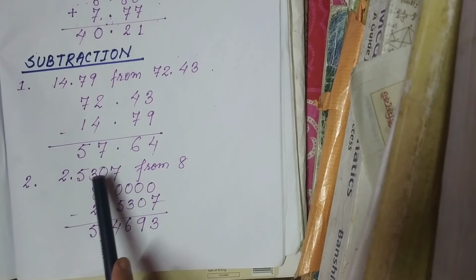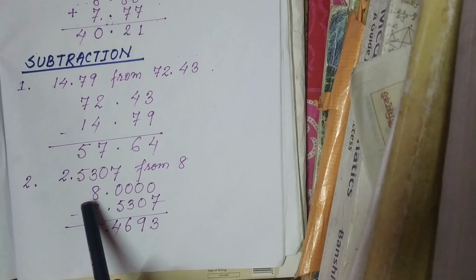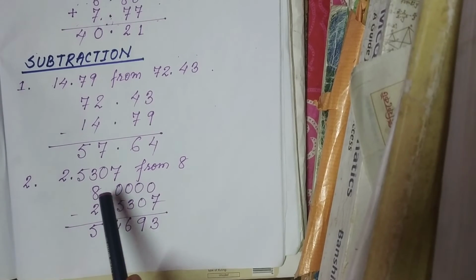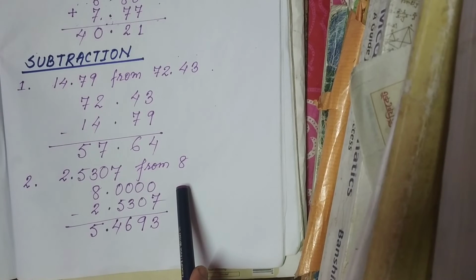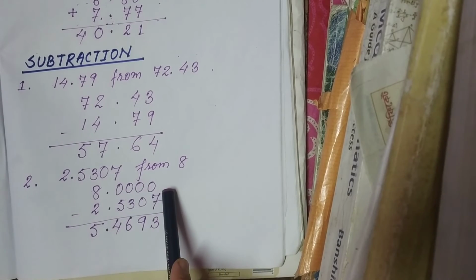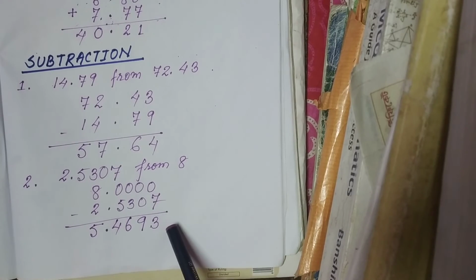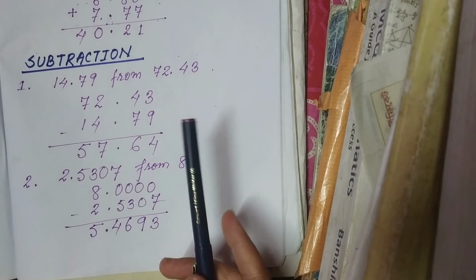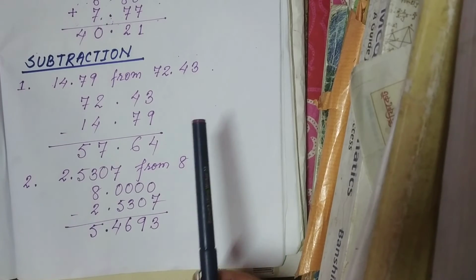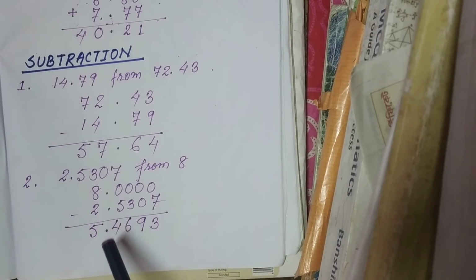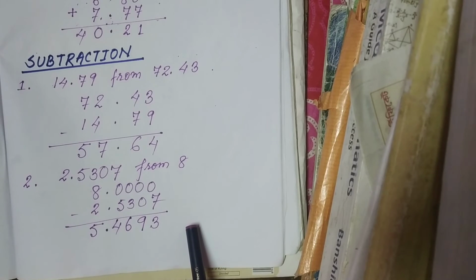That is 1, 2, 3, 4. So I have put the decimal, then put 4 zeros here. You can see here, that means 4 zeros to make it a like decimal. And then subtract it easily in the same way as I did in the earlier subtraction. So what I got after subtraction is 5.4693. Is it clear to everyone?